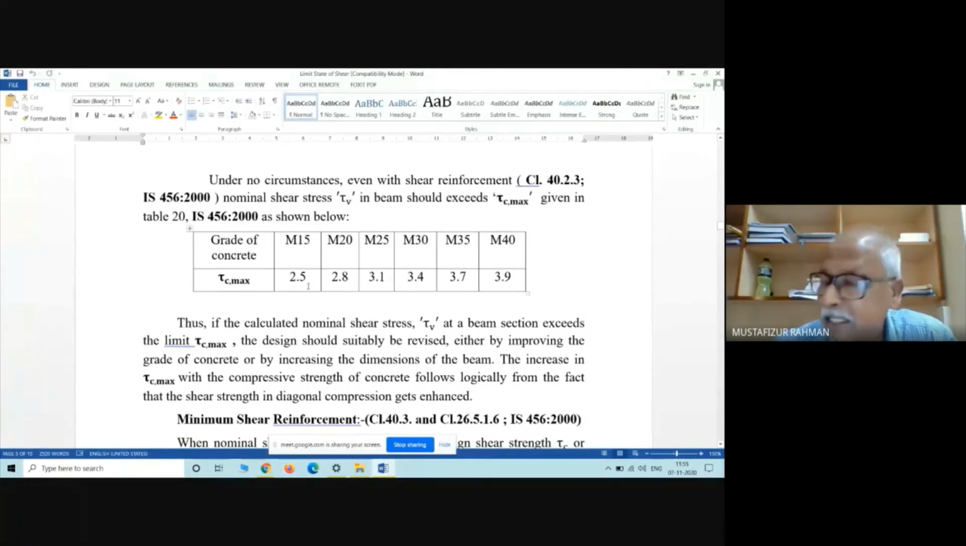If it is more than this, then what will be required? Either you will have to redesign this section. That means you have to increase the breadth or depth, or both. Number two, you can increase the amount of main steel. Any one of these two. By this way, we'll be able to reduce the value of tau v. Tau v cannot be more than tau c maximum.